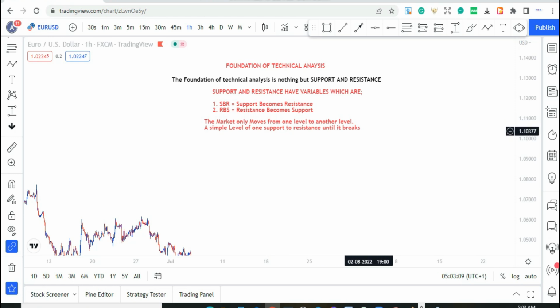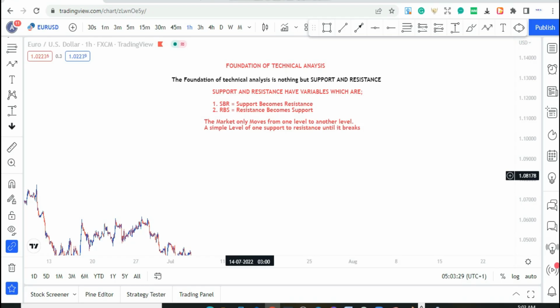Now, support and resistance are variables. The variable number one is SBR, which is support become resistance. RBS, which is resistance becomes support. That is how the market moves. No other way, bro. No other way.